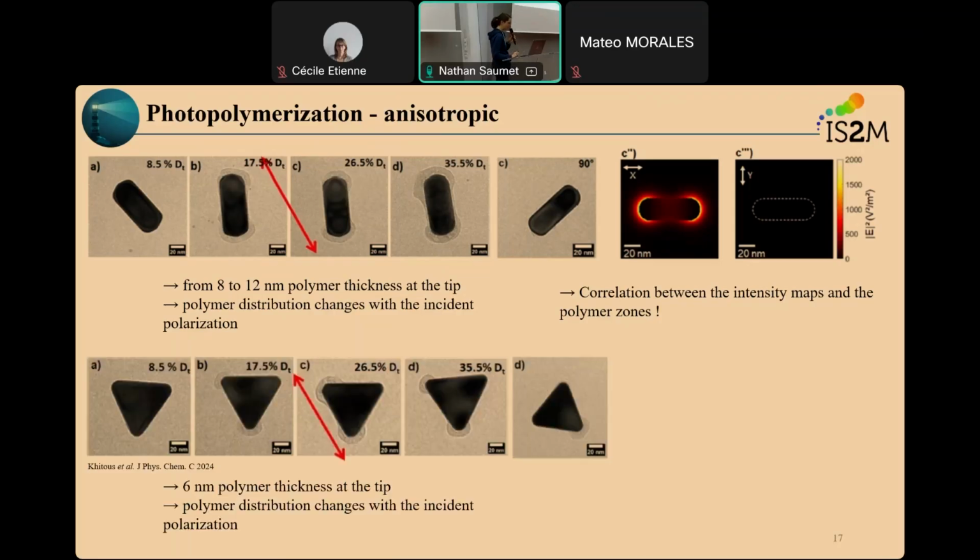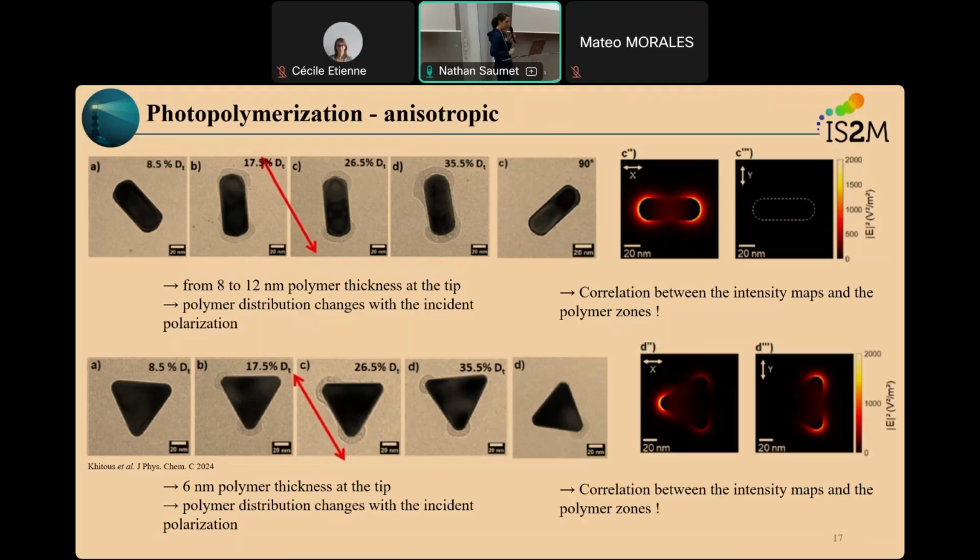When we go back to our last object, so the triangles, here we still observe nothing, and then we observed polymer lobes that are located in the field direction. So here the field is along this, so we have two polymer lobes. When the triangle is oriented slightly different, here the field is along only this tip, and we observe polymer only here, which is again clearly expected.